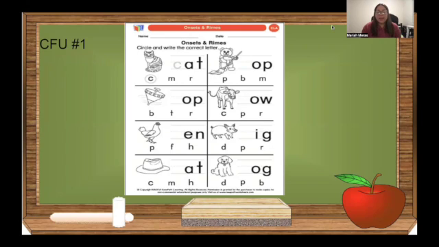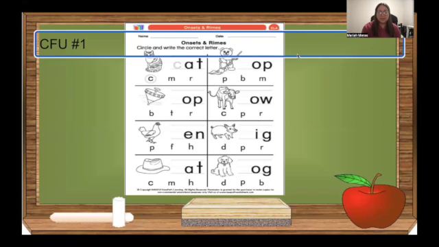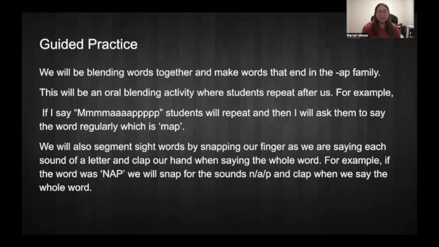The next four, we have a picture of a hen, a pig, a cat, and a dog. I want you guys to try to find the onset that is missing. And me and Mr. R will walk around and help you guys. Good job, guys. We are going to be moving on. Now we're going to be doing our guided practice.